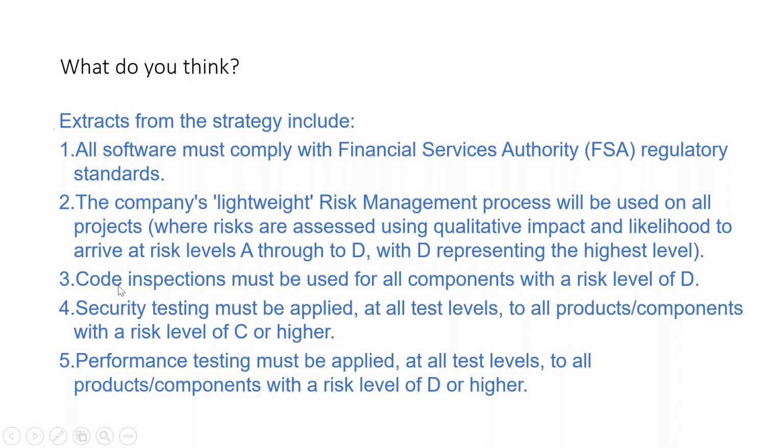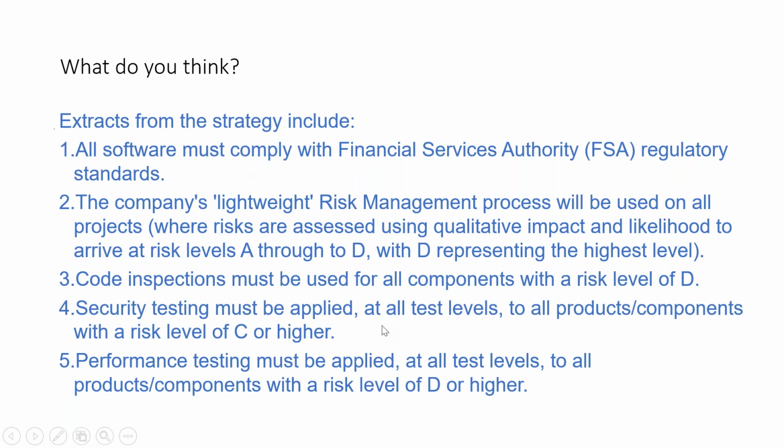Then the test strategy further says code inspections must be used for all components with a risk level of D. So any item with a risk level D, that code component will have to go through code inspections. There is a formal code inspection methodology called Fagan inspection, which takes a lot of time but gives a lot of value. So a lot of money will be spent, but they said only risk level D must be used.